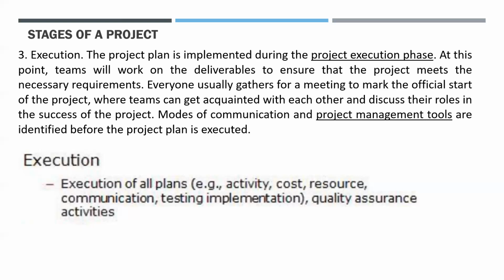So execution of all plans, activity, cost, resources, testing, implementation, and then quality assurance if ever. Again, execution includes project management processes. Direct and manage project execution. This is the process necessary for directing the various technical and organizational interfaces that exist in the project to execute the work defined in the project management plan. The deliverables are produced as outputs from the processes performed as defined in the management plan.